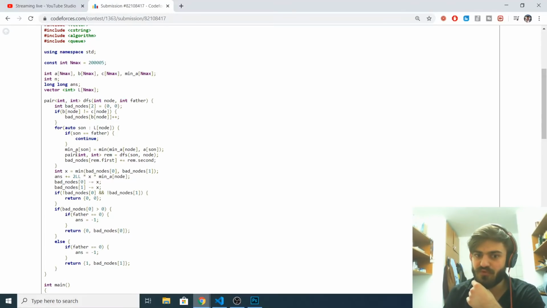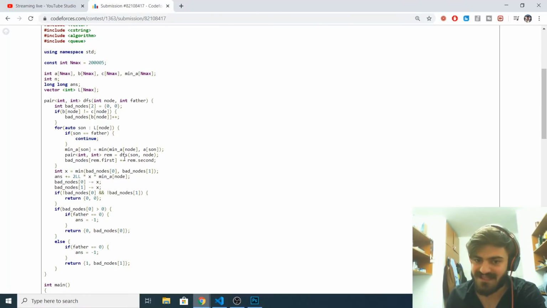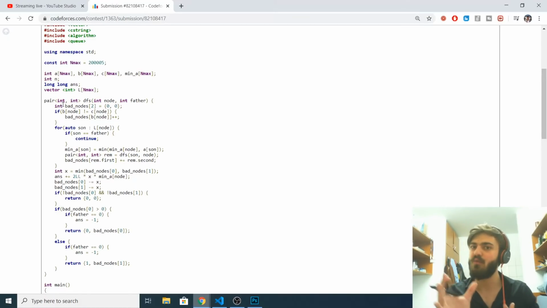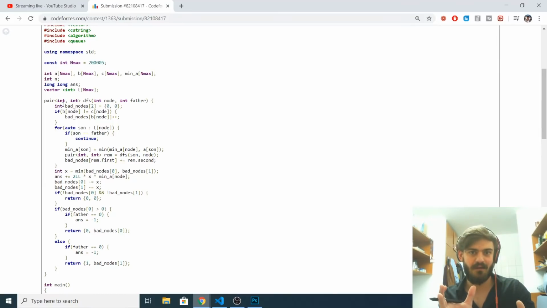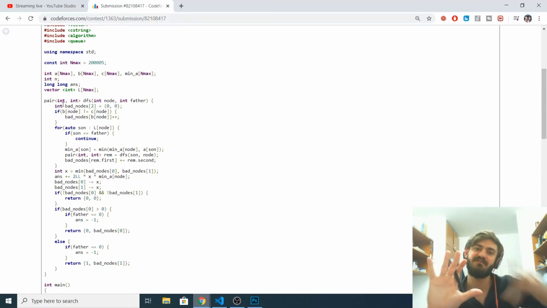If not, I compute the min a of this son, which, as I told you, is the minimum between min a of node and the a of the son, right? Pretty basic. Then I call DFS of son with the father node. And what this DFS returns is a pair in which the first argument is basically, as you have seen, when I go with DFS on a subtree, I will remain only with nodes of one type, right? So basically, if let's say I had 3 nodes of type 1 and 7 of type 2, I construct 3 pairs and I remain with 4 nodes of type 2, right?